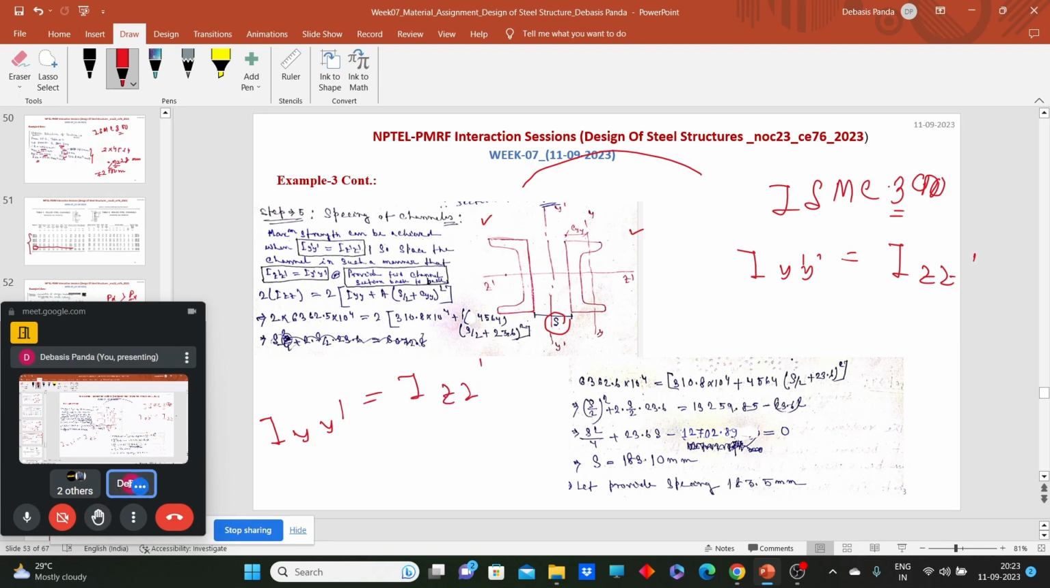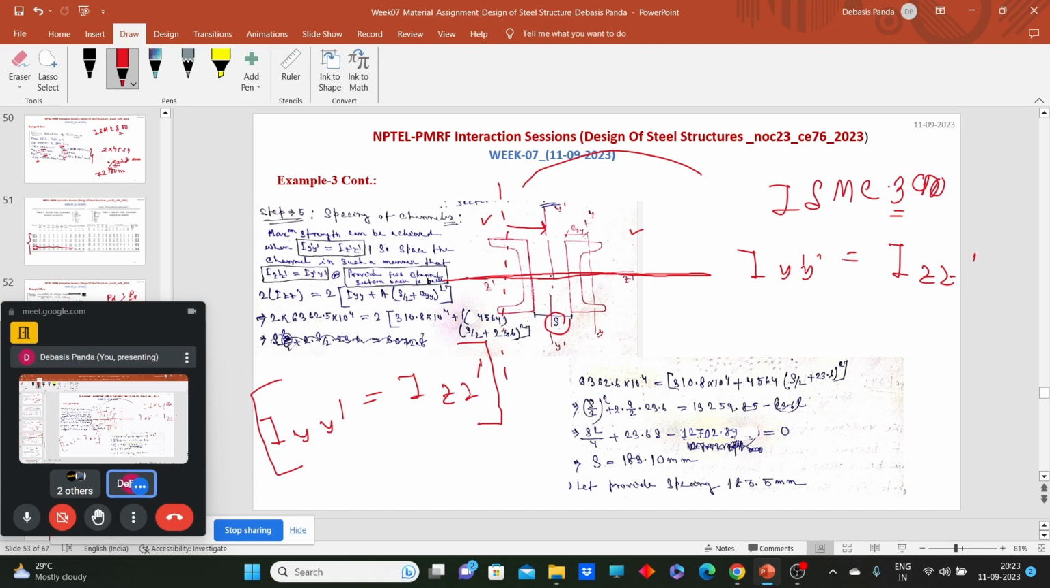So for a single section, Izz will pass from here. Obviously, for that compound member, the zz axis will remain the same. But for the individual member, the y axis is somewhere here. That means we need to transfer this y axis from here to here with the condition that my Iy dash is equal to Izz dash. So what will you do?